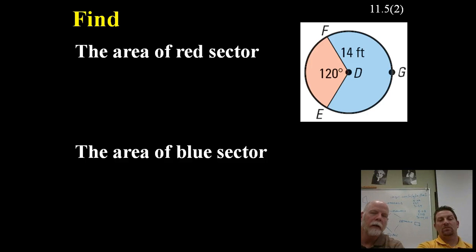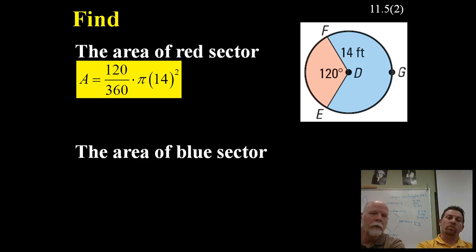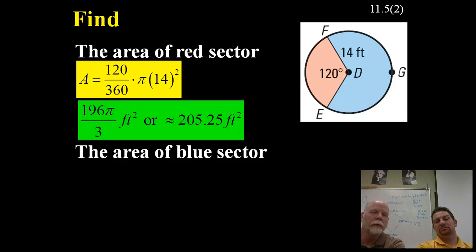If we were to find the area of the entire circle, it would be the radius squared, 14 squared, times pi, and then 1/3 of that. So the area of the sector is 120 over 360 times 14 squared times pi. If we work all that out, 14 squared is 196 times pi, and then we would divide by the 3, that is essentially the denominator of what 120 over 360 reduces to. So we end up with 196 pi over 3 as an exact answer, in square feet, because we're in feet here. Or if you were to round it off and approximate it in your calculator, it would be about 205 1/4 square feet. All right?